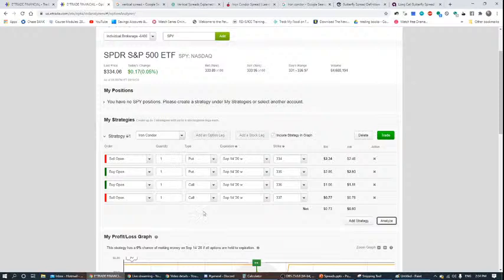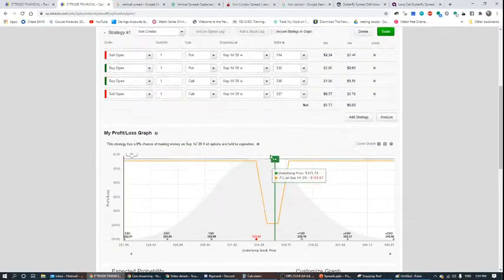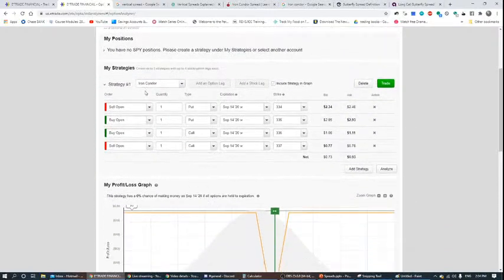So, what is the iron condor? It's between two different areas where you don't think the stock's going to go, or you think it's going to be in this range right here. So that's a difference. Let's see this one. I would never make an iron condor this wide.